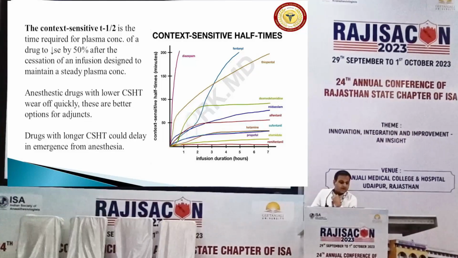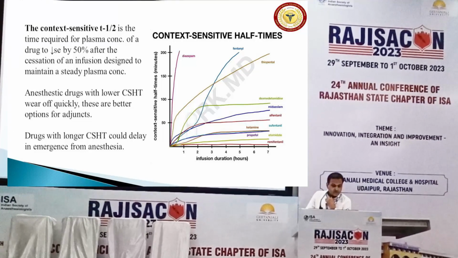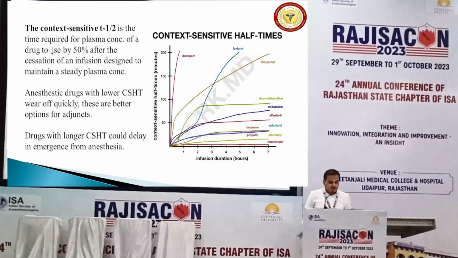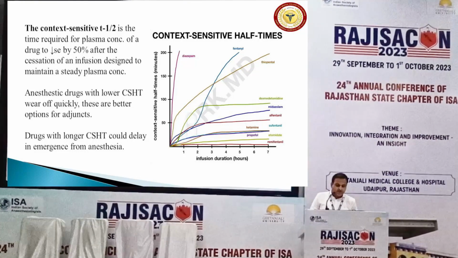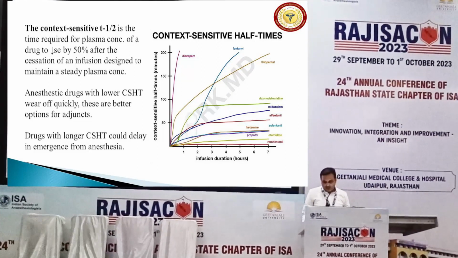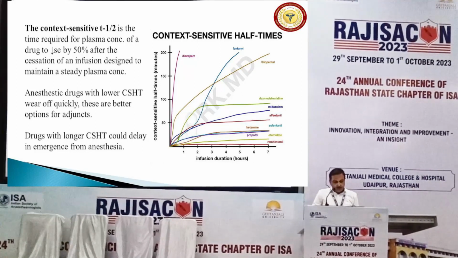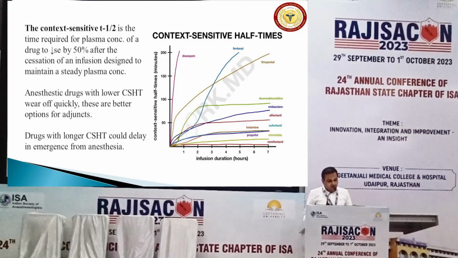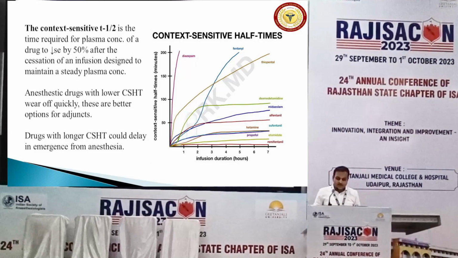Context-sensitive half time is the time required for the plasma concentration of the drug to reduce by 50% after the cessation of an infusion designed to maintain the anesthetic concentration. Anesthetic drugs with a lower context-sensitive half time wear off quickly. These are the better option as adjuncts to propofol, while drugs with a higher context-sensitive half time could delay emergence from the anesthesia.